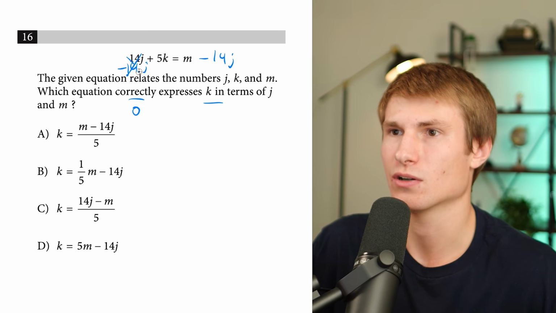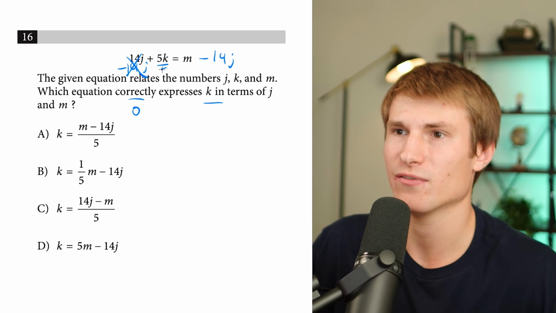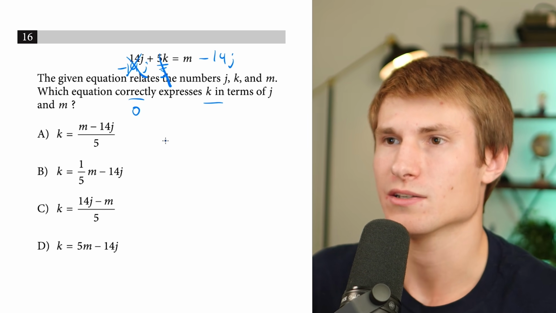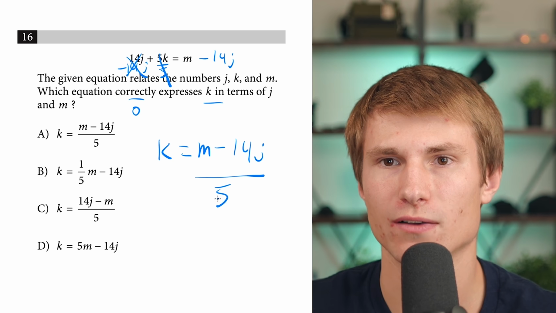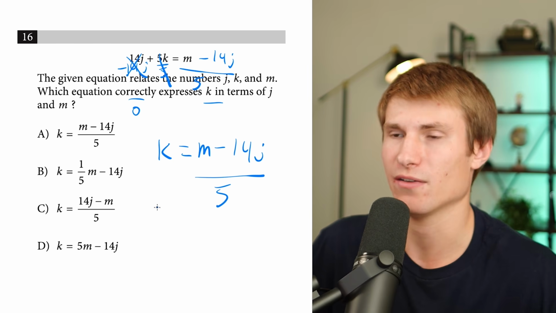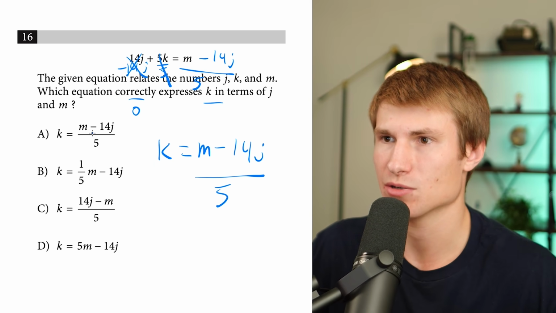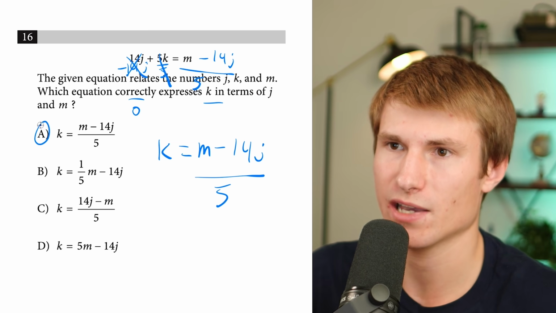Now this is gone. Next thing we have to do is divide both sides by 5 to isolate k. So now we're going to end up with k is equal to m minus 14j all over 5. Keep in mind that we divided that by 5. Let's find which equation matches up with ours. That's going to be answer choice A, so A will be our answer there.